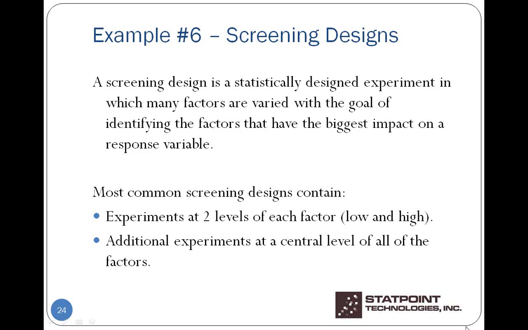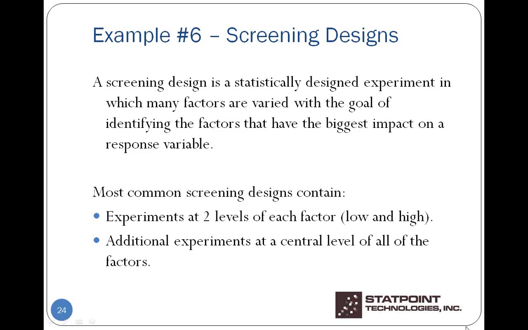In fact, I put on the slide here, most screening designs contain experiments at 2 levels of each of the factors. Typically, you'll pick a low level and a high level, because low and high, 2 levels, that's enough to show you whether a factor makes a difference. So I pick a low temperature and a high temperature, low concentration, high concentration, and I do experiments at the lows and the highs. Frequently, additional experiments will also be put in at some central value of all the factors.